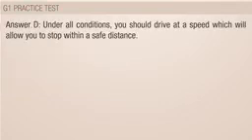Answer D. Under all conditions, you should drive at a speed which will allow you to stop within a safe distance.